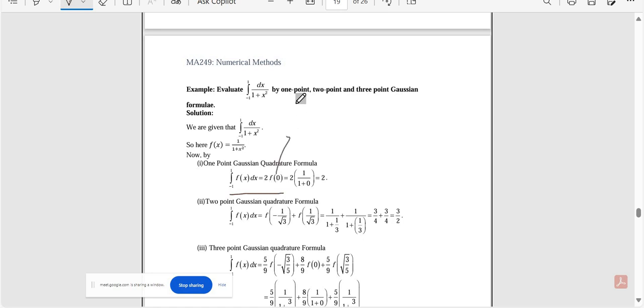How will we get this f of 0? With the help of your function, f of x is equal to 1 upon 1 plus x square. So substitute x is equal to 0 in this form. So 1 upon 1 plus 0 gives you 1 by 1, so 1, and 2 into 1 will be 2. So we find our first value. Okay, done. 1-point Gaussian quadrature formula.